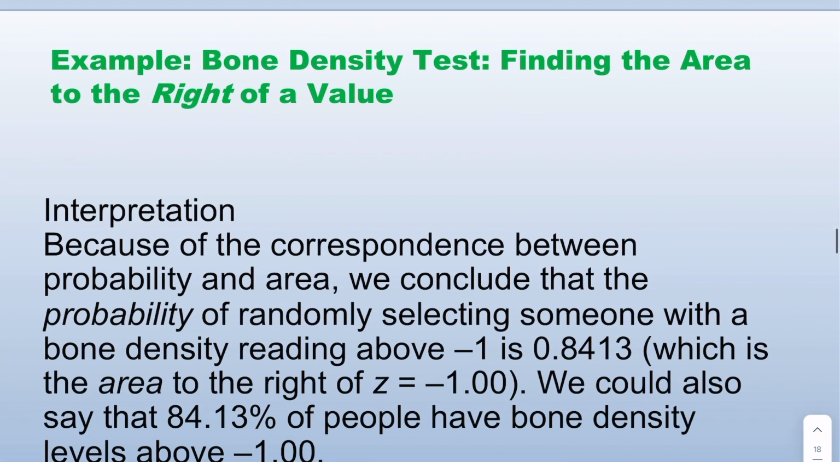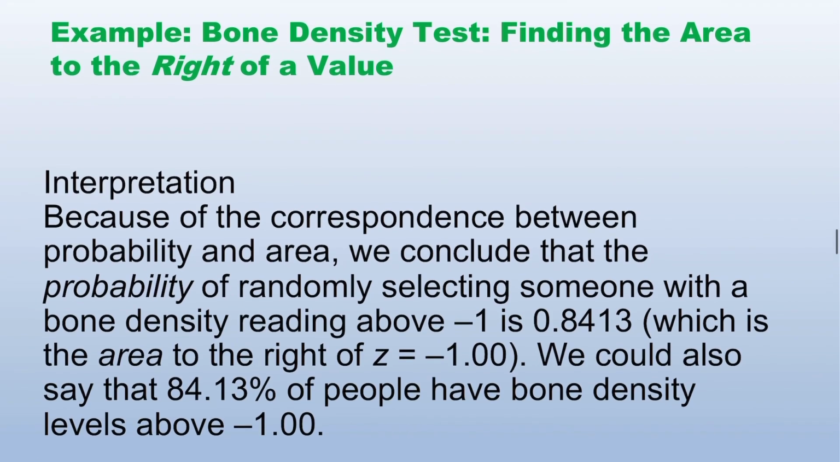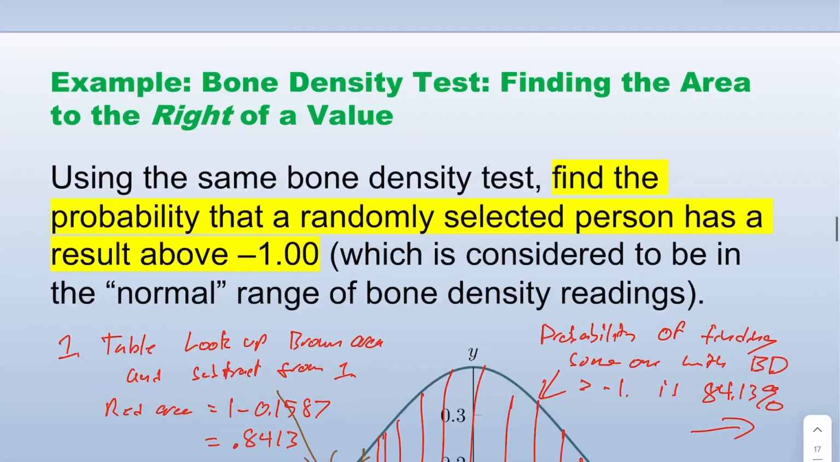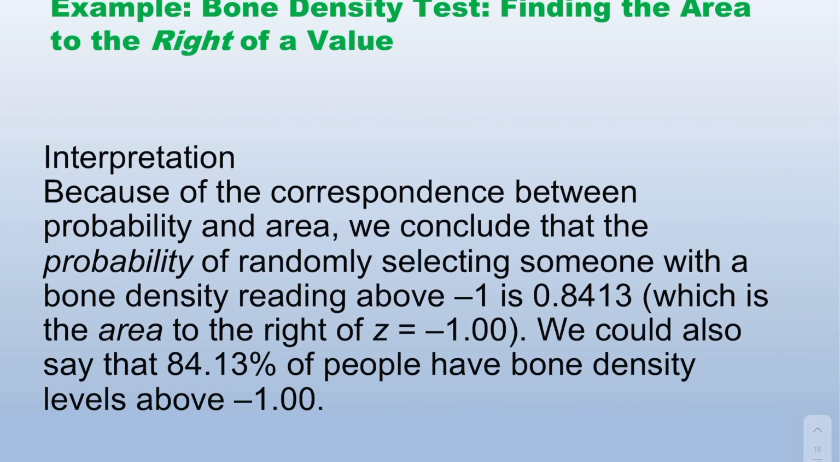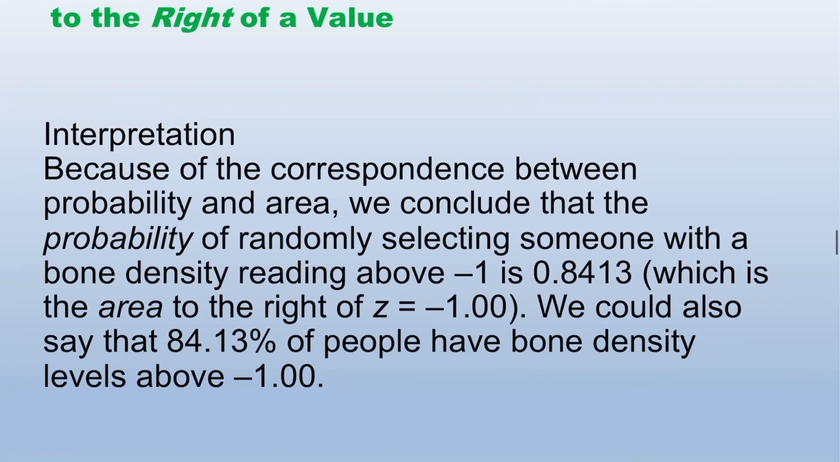Okay, and here's another example. Bone density test, finding the area to the right of a value. Okay, well now that's quite what I did. Oh, the interpretation of it. Yes, of course. Because of the correspondence between probability and area, we conclude that the probability of randomly selecting somebody with a bone density reading of -1 or above is 0.8413. And so we conclude that 84.13% of people have bone density levels above -1.